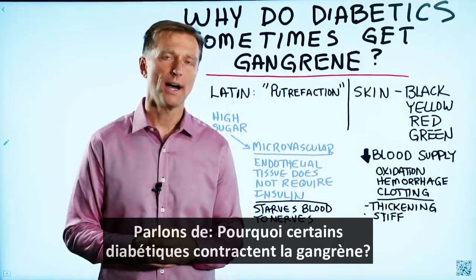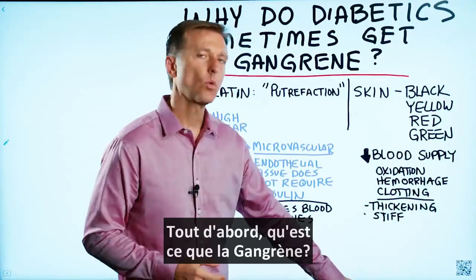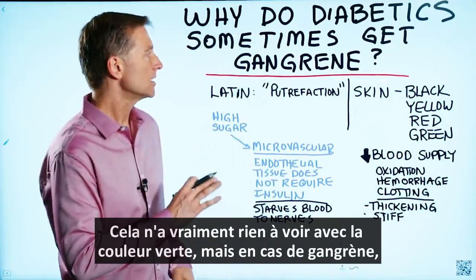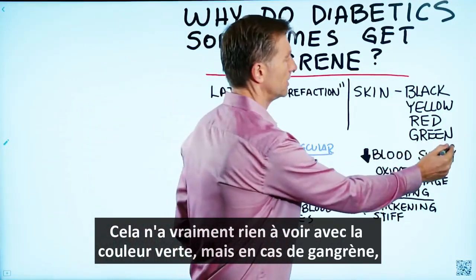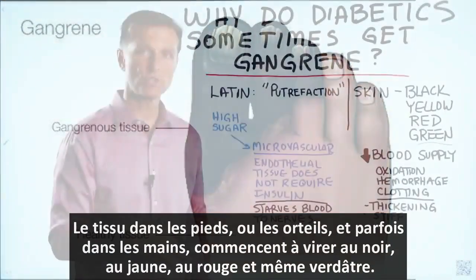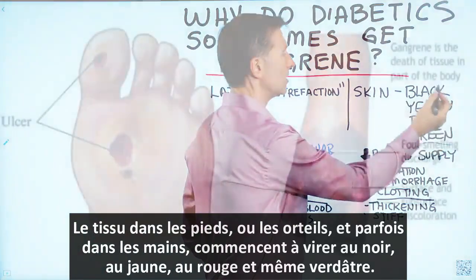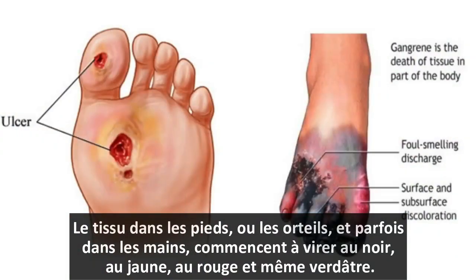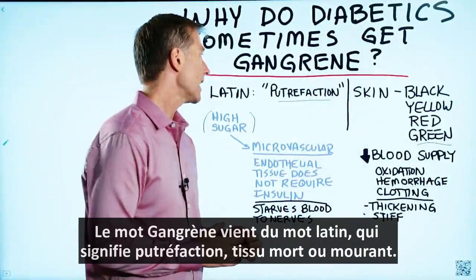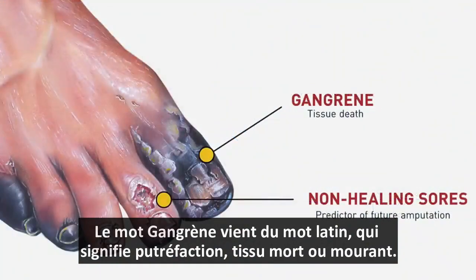Let's talk about why some diabetics get gangrene, and others don't. First of all, what is gangrene? It really has nothing to do with the color green, but when you get gangrene, the tissue, usually in the feet or the toes, start first, and then sometimes in the hand, start turning black, yellow, red, and even kind of a shade of green. Now, the actual word gangrene comes from the Latin word, which means putrefaction, dead or dying tissue.